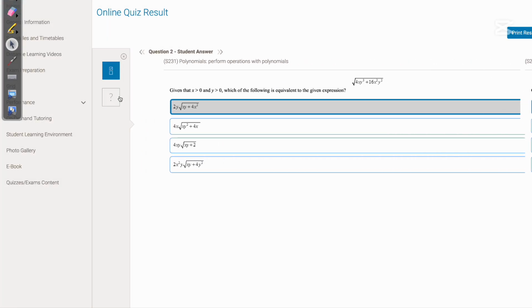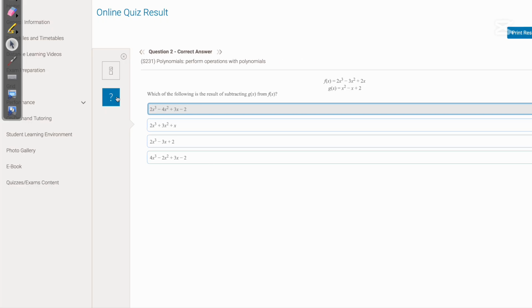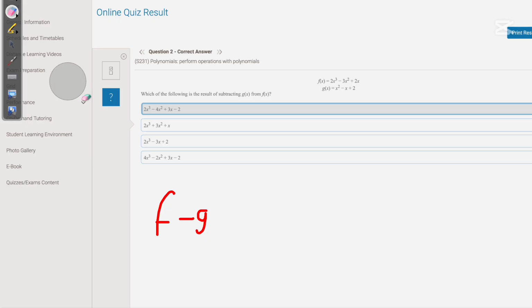Okay, number 2. Which of the following is the result of subtracting g from f? If we subtract g from f, we're basically doing f minus g. So we're going to do this exactly like how I did it.